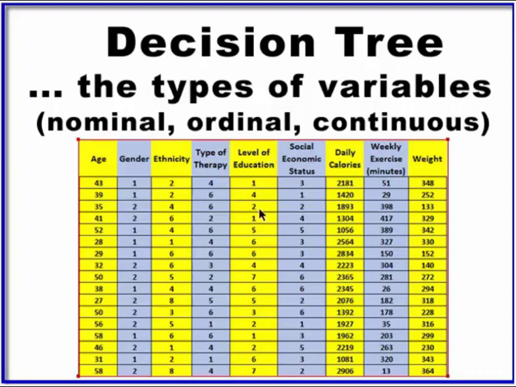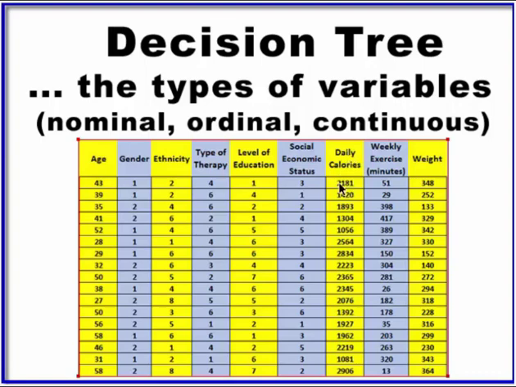Okay, so that's ordinal. And socioeconomic status, that too can be considered ordinal, right? 1 is low income, and what do we see? A 6. 6 is high income. So the larger the number, the more the income.